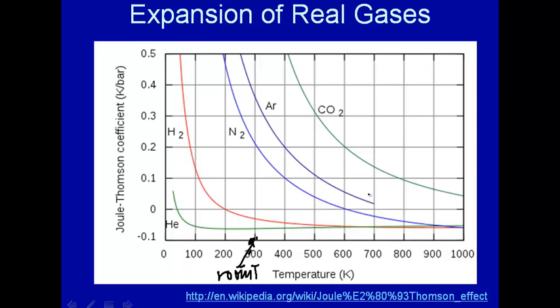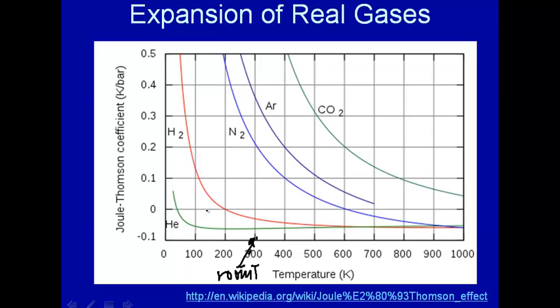Let's look at argon. Yeah, here's argon. It's all positive way up here. So at room temperature, argon has a positive Joule-Thomson coefficient. Also nitrogen, so you just take air. But for things like hydrogen and helium, which have a negative Joule-Thomson coefficient at room temperature, what you have to do is cool those down so that the Joule-Thomson coefficient becomes positive before you can actually liquefy them by this compression expansion process.